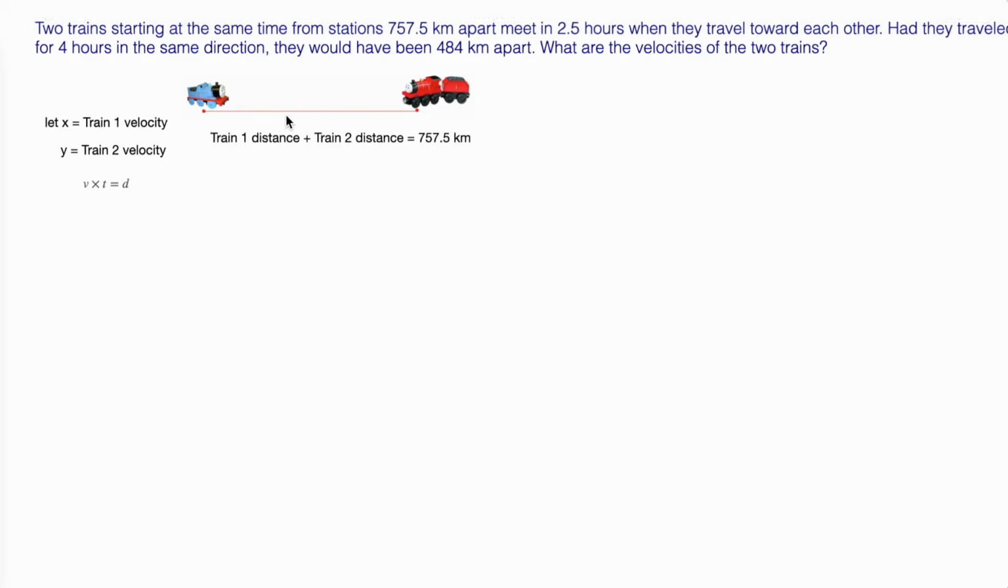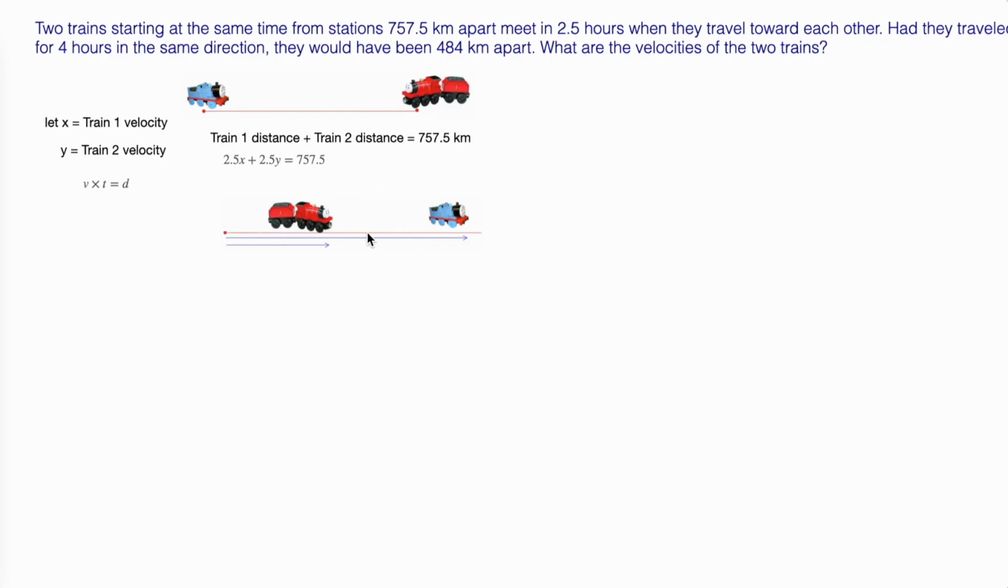The distance that train 1 travels added to the distance that train 2 travels is this full distance, the 757.5 kilometers. We know that the distance that train 1 travels in 2.5 hours is its velocity times time, which is 2.5 hours times x. And the distance that train 2 travels is 2.5 times y, and they add up to 757.5 kilometers. Here's our first equation.